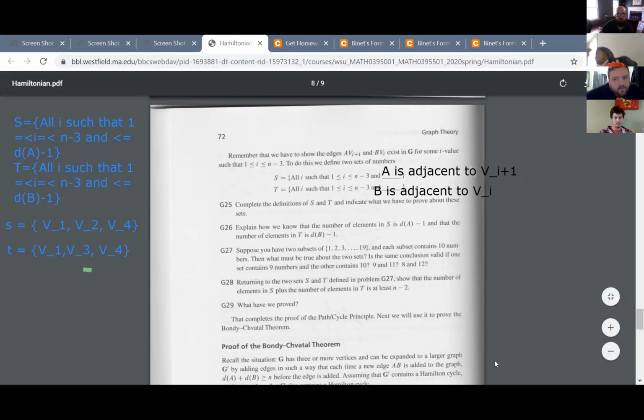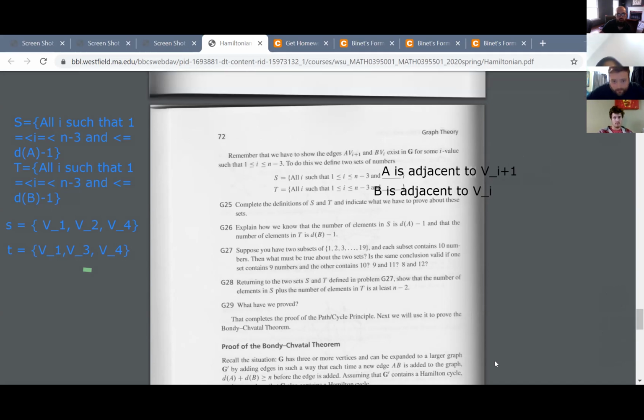Not bad. So you're thinking about this one, G27? Well, just for G25 real quick, wouldn't that make the S and the T set only 1 each? No, it's every vertex that's adjacent to A you're going to select. And every vertex that's adjacent to B, you're going to select. Okay.